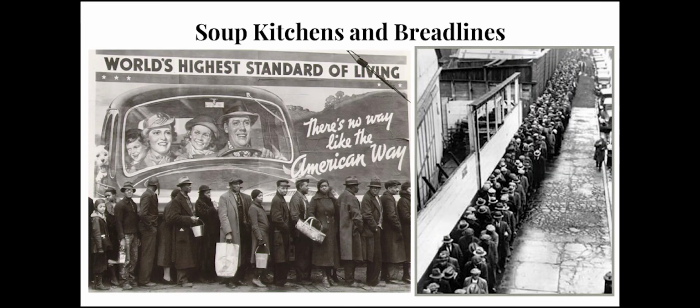People are struggling to the point where they've lost their home and they don't have a job and they can't afford their next meal. Soup kitchens and bread lines open up. And the irony of this photo here is that these people are waiting in line in a bread line when right in the back there's this billboard saying there's no way like the American way, and you have this family that's just living the American dream, right?